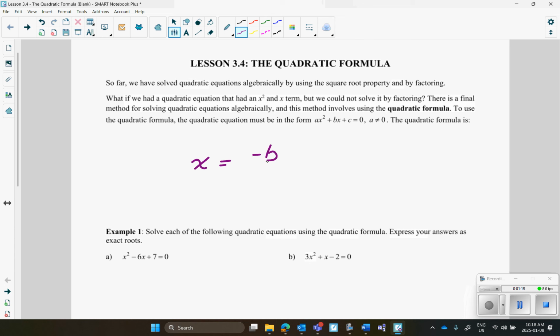Given the quadratic equation in the form ax squared plus bx plus c equals 0, we take the negative of b, we add and subtract the square root of b squared minus 4 times whatever a is times whatever c is. And we're going to take that whole thing and divide it by 2 times whatever the value of a is.